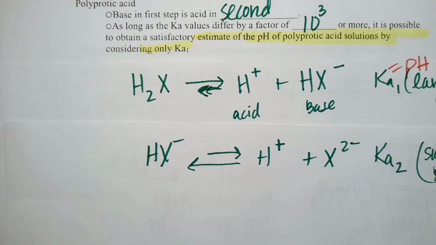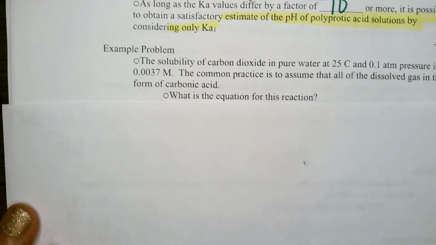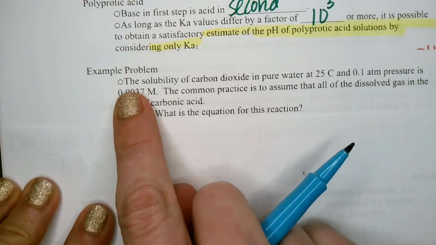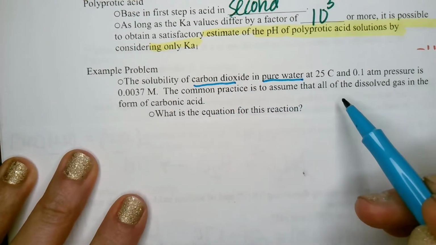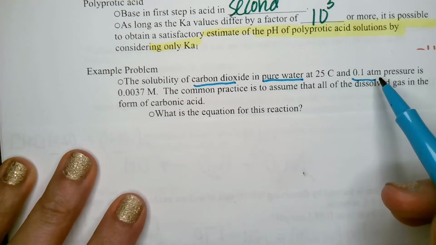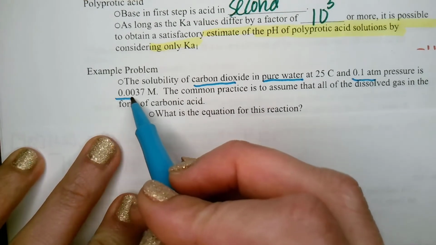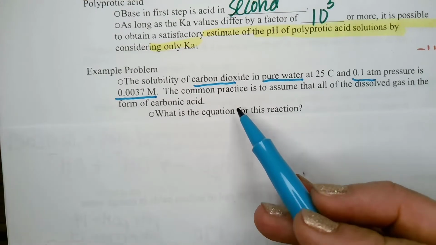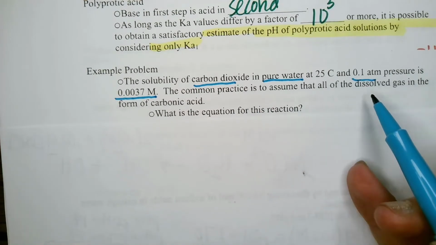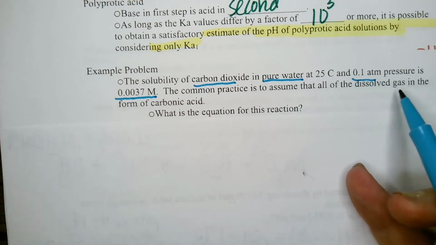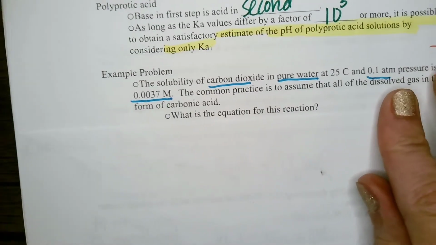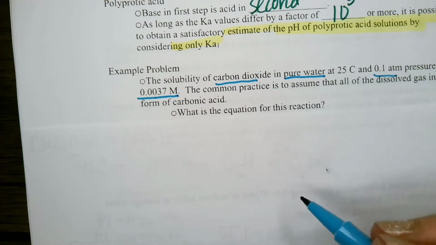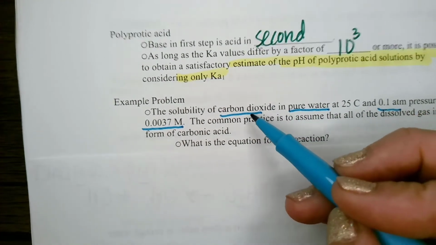Let's work through this with an example problem. So we have the solubility of carbon dioxide in pure water, and 1 atmosphere pressure is 0.0037 molarity. Common practice is to assume that all of the dissolved gas is in the form of carbonic acid. So what is the equation for this reaction? Well, we have a combination reaction. We have carbon dioxide in pure water.